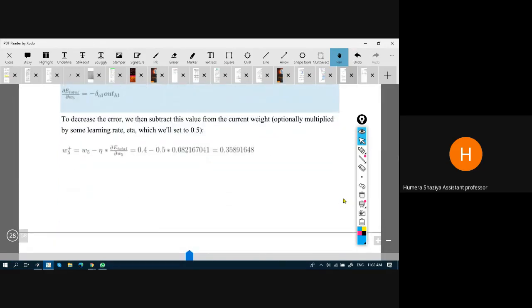Let us look at how it is done. W5 computing a new set of value, W5 new, is equal to W5 old. Students, please try to remember that notations might differ with different texts, articles and blogs, but the essence and the gist of everything remains the same. Some people will use alpha, someone will use beta. It depends.